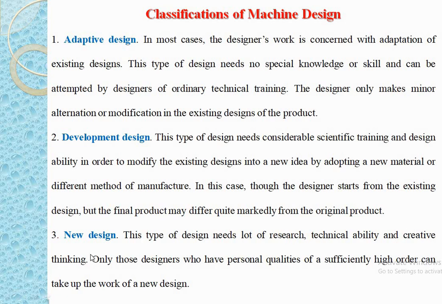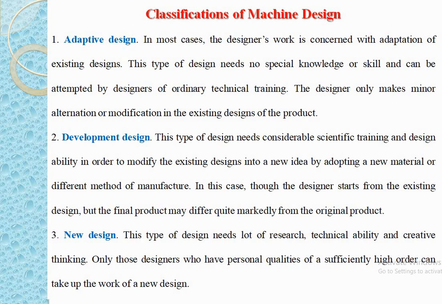So this is the basic classification of machine design. There is the adaptive design, which makes use of the existing one just to make small modifications. In development design, a new product is developed by taking the help of the existing design, and in new design, without taking the help of the existing one, new research is carried out, new thinking is developed, and a new product comes to the market. A machine structure has been manufactured. That is the new design. So this is regarding the classification of the design.